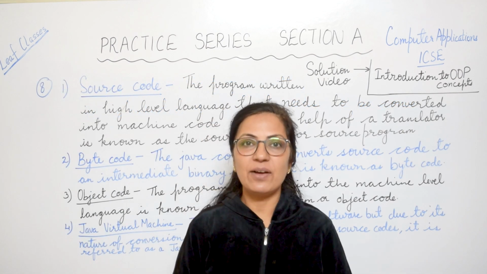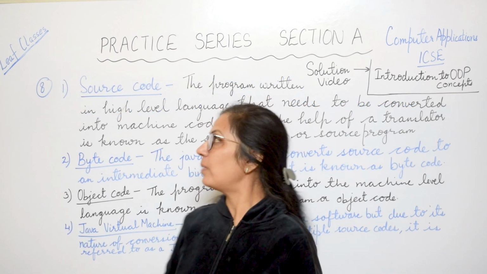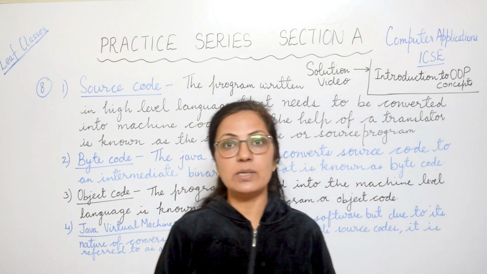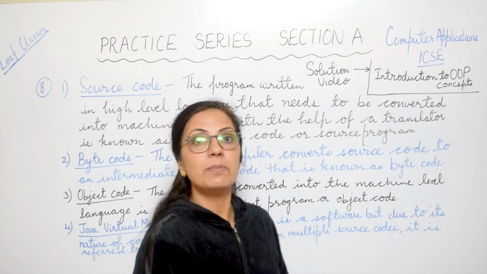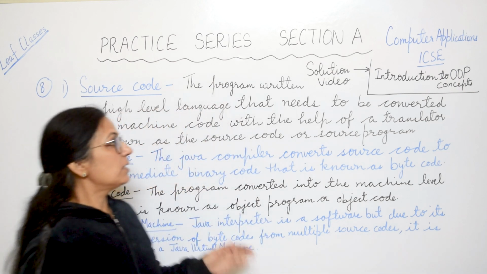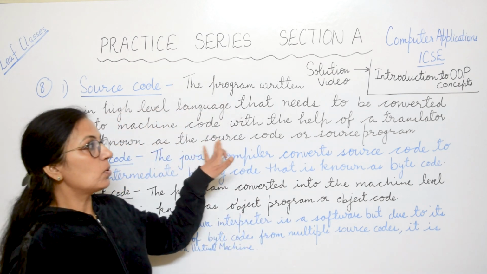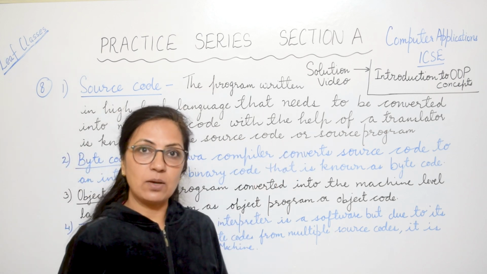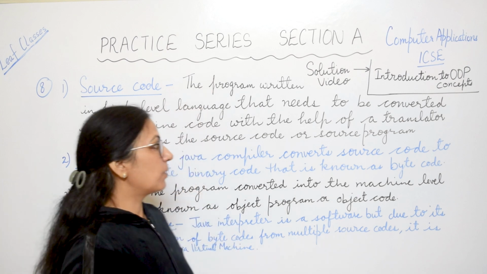Question number 8, we have to write 4 definitions. The first one is source code. The program written in high level language that needs to be converted into machine level language is known as source code or the source program. The program which we write in Java language is known as the source program.